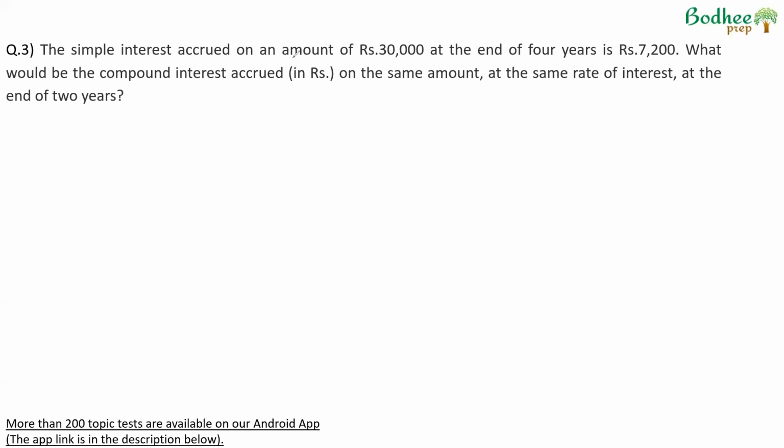The simple interest accrued on an amount of 30,000 at the end of 4 years is 7,200. What would be the compound interest on the same amount at the same rate at the end of 2 years? So simple interest 7,200 is equal to principal into rate into time upon 100. Again, 3 into 24 is 72, so R has to be 6. 0 cancel, 0 cancel. 4 3s are 12. R is equal to 72 by 12, which is 6.